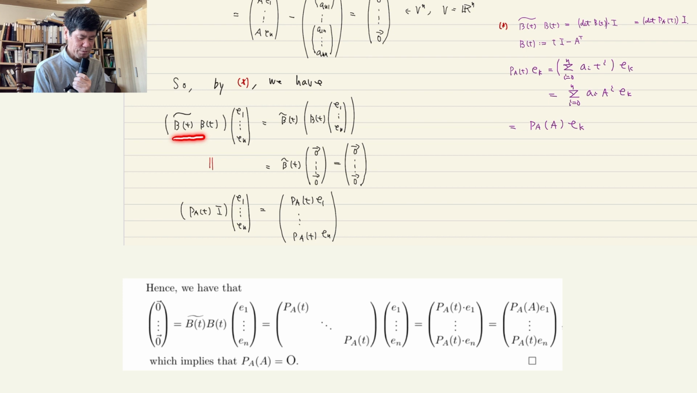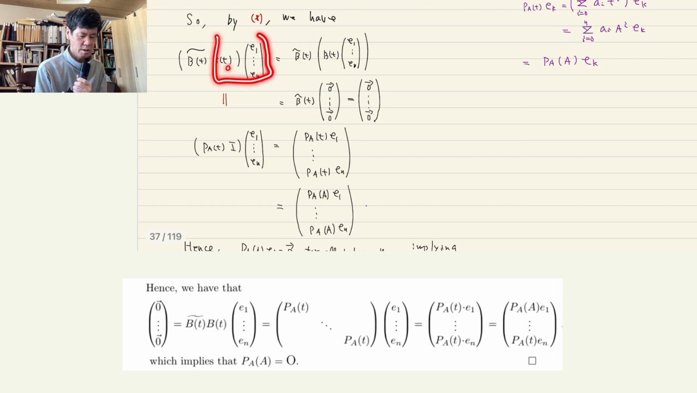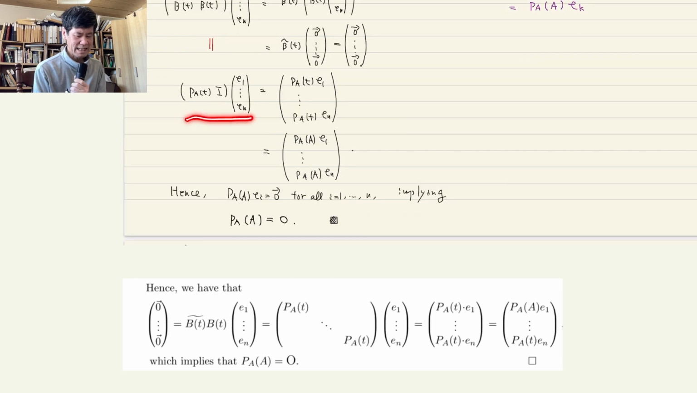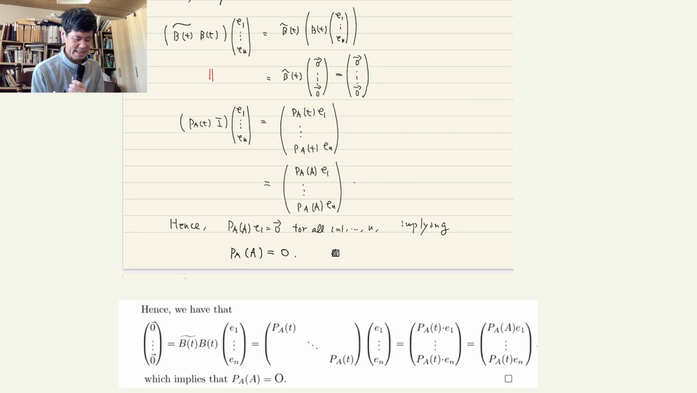Since B(t) tilde times B(t) is equal to p_A(t) times I, multiplying by (e1, ..., en), and B(t) times (e1, ..., en) is equal to 0. So this equals 0 means that p_A(t) times e1 to p_A(t) times en, which is defined to be p_A(A) times e1 to p_A(A) times en, is equal to 0. So it is equal to 0 means that p_A(A) is the 0 matrix.